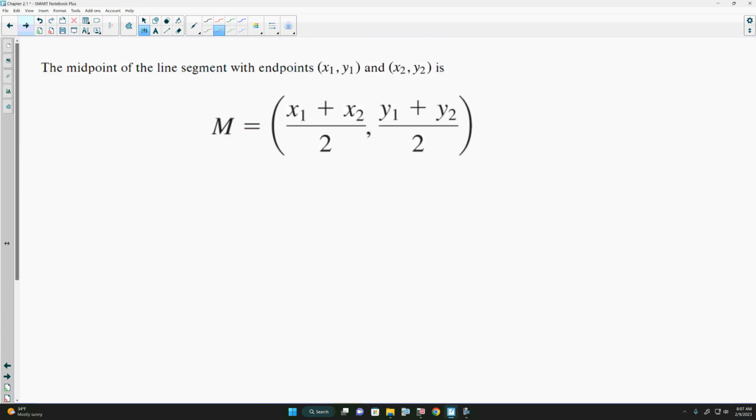Midpoint. The midpoint of a line segment with endpoints x1, y1 and x2, y2 is given by this formula here. We add the x values together and divide by 2. We add the y values together and divide by 2. And we get the midpoint.